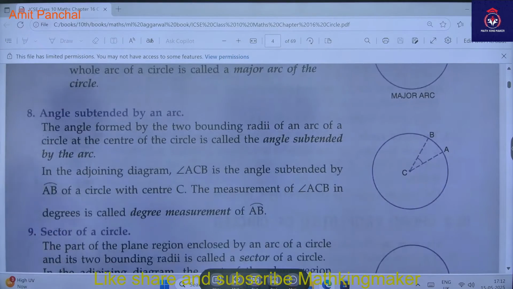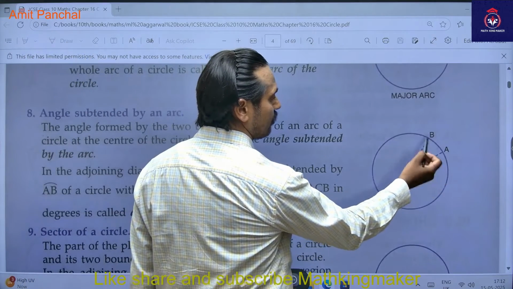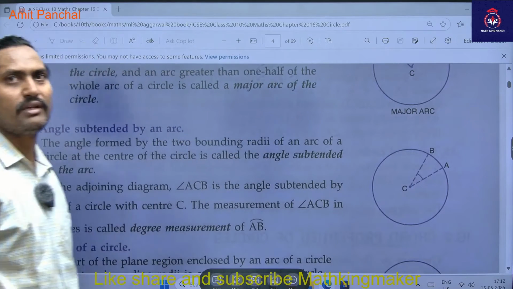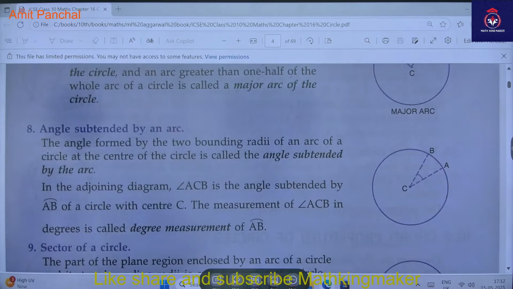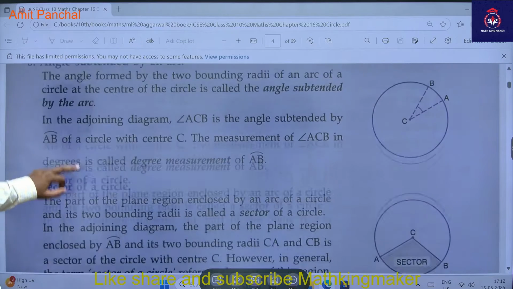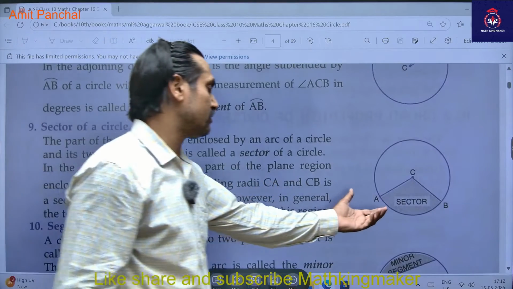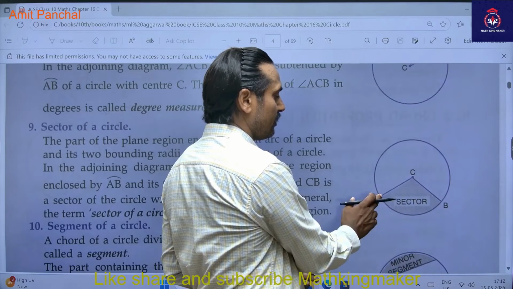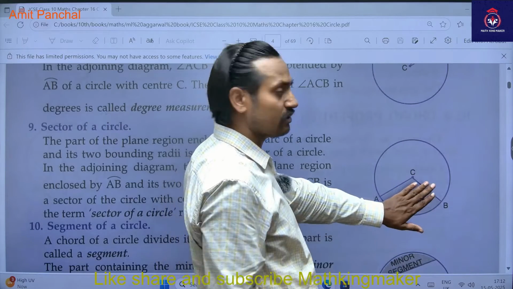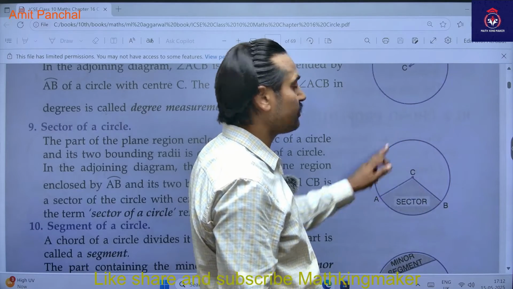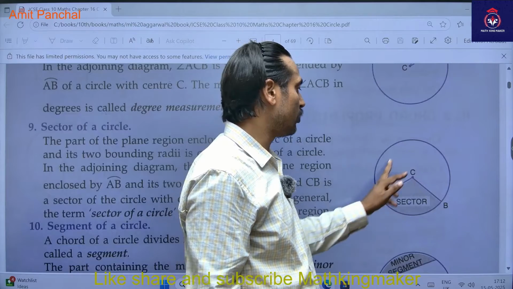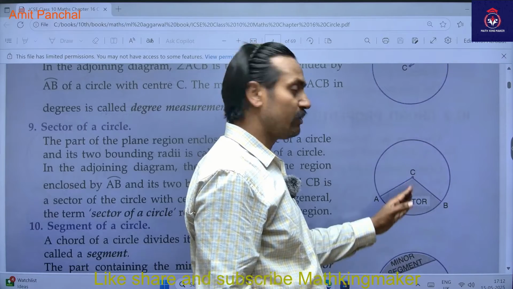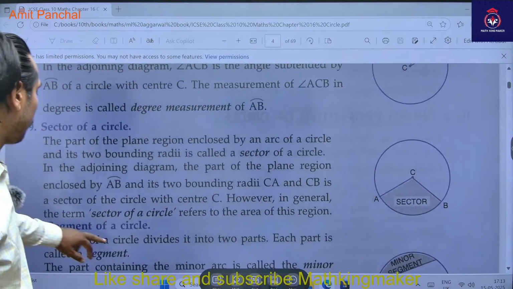Now angle subtended by an arc. If you have an arc like AB, it can subtend an angle at the center C. That angle is said to be the angle subtended at the center by the arc. Now sector of a circle: an arc can divide the circle into two parts. This area, ABC, is smaller and the area above is much larger than this area. So the above one is said to be the major sector, and the below one is the minor sector.